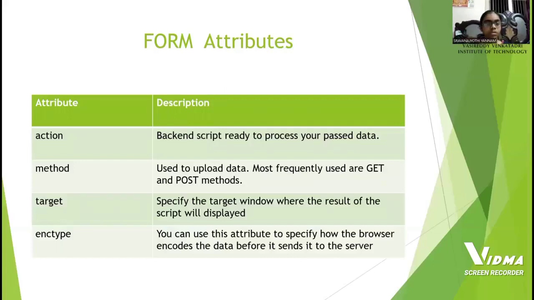Form attributes. The first form attribute is the action attribute. It defines the action to be performed when the form is submitted. The method attribute is used to upload data. Get and post methods are most frequently used. The target attribute specifies the target window where the result of the script will be displayed. The enctype attribute is used to specify how the browser encodes the data before it sends it to the server.